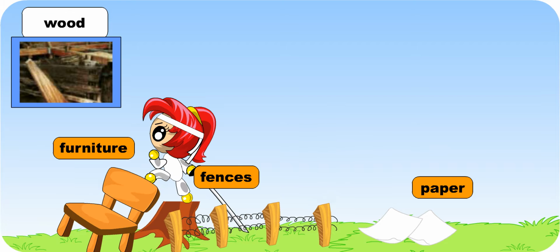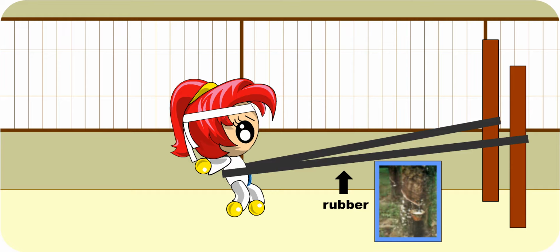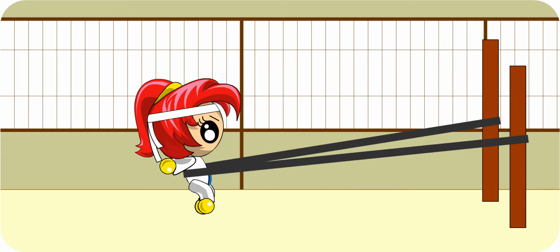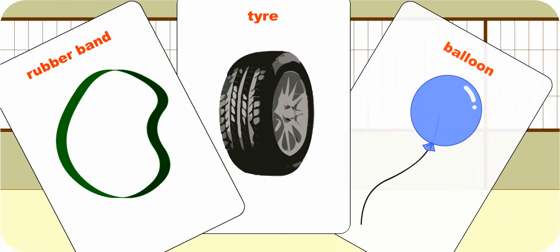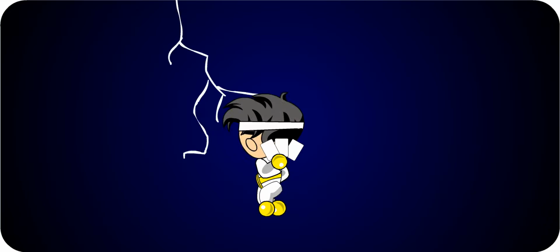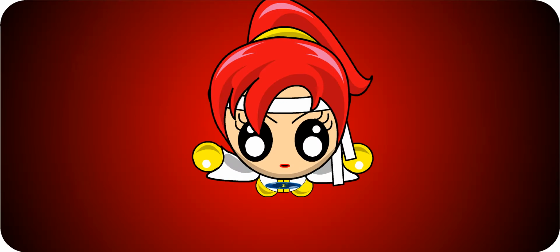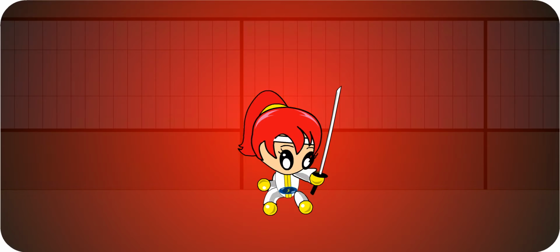I see. As for rubber, it is made from latex, which is a sap of rubber trees. This sap is tapped and then processed into rubber products such as rubber bands, tires, and balloons. So rubber originated from a natural source. That's right. Now let's look at metals.